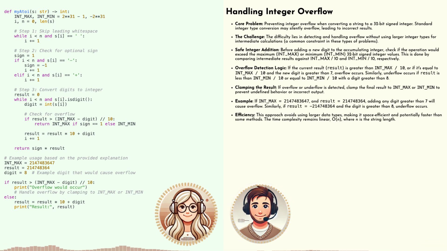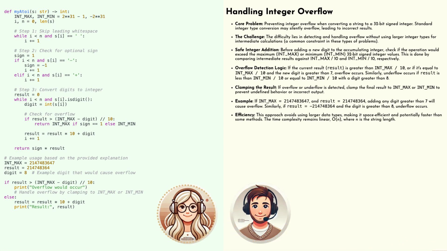Sure, so let's say you're about to multiply your current result by 10. Before you do that, you'd compare your current result to the maximum allowed 32-bit integer value divided by 10. If your current result is already bigger than that, multiplying by 10 is going to cause an overflow. Right, because then it'll be bigger than the max. So we're making sure we have enough room in our integer to fit the next digit. Yep, you got it.